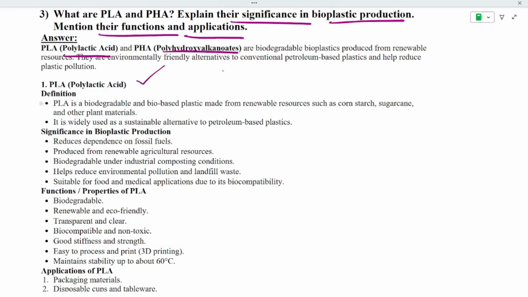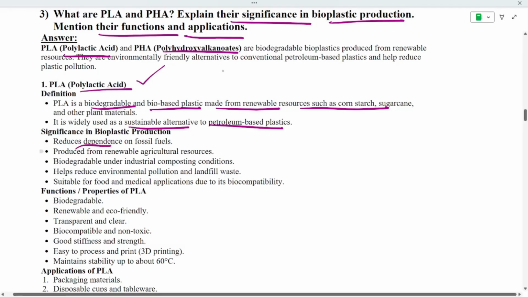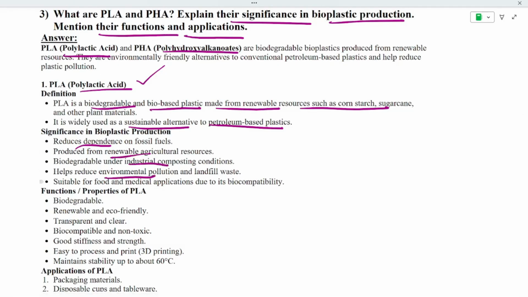Okay. What is PLA? It is a biodegradable, bio-based plastic made from renewable resources such as corn starch, sugarcane and other available plant materials. It is widely used as a sustainable alternative to petroleum based products. The next significance is that it reduces the dependence on fossil fuel. No need to depend on fossil fuel when PLA is there, it is renewable and used in industrial composition. It reduces environmental pollution. It is suitable for food and medical applications due to its biocompatibility, that is, it is biodegradable. Okay.